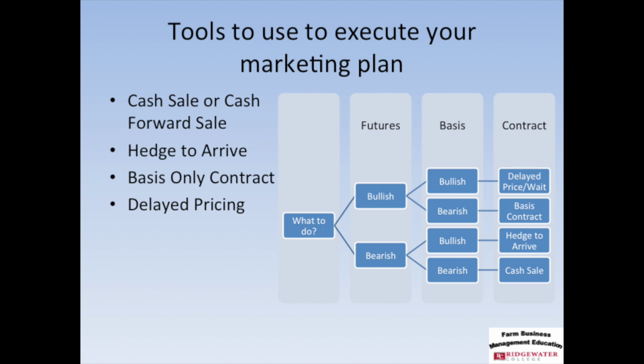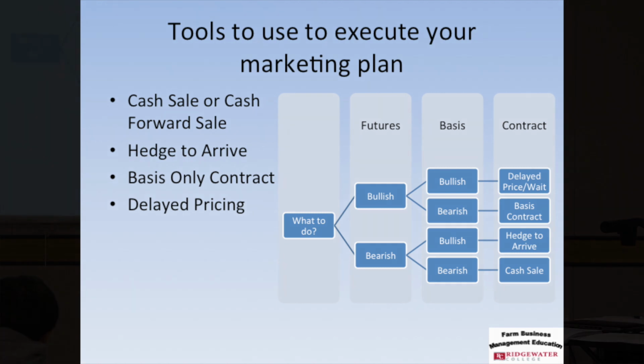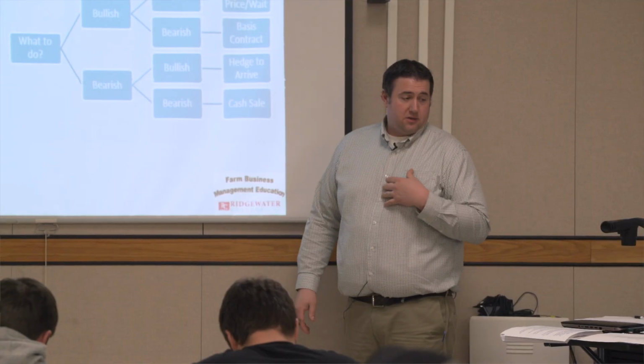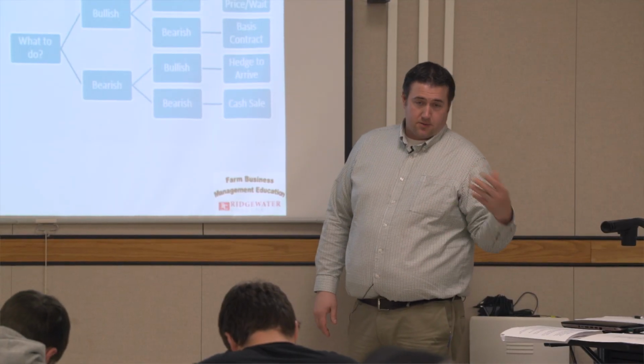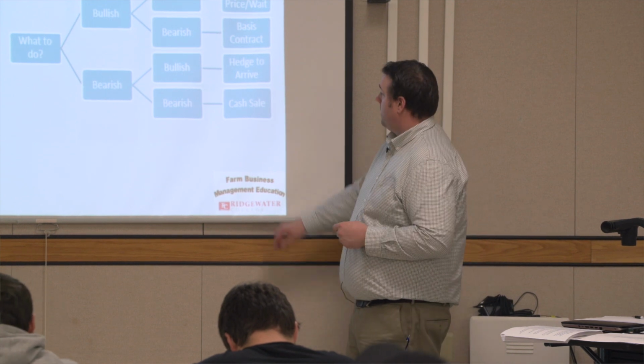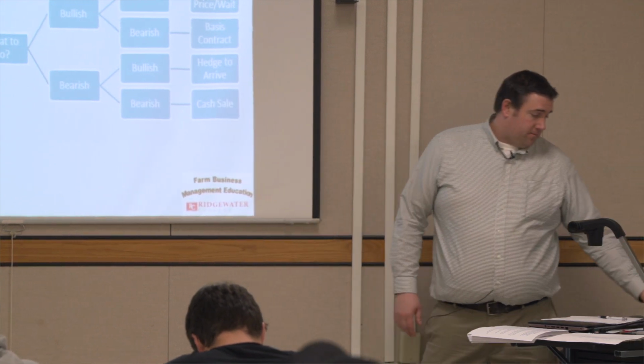Bearish means we think the market's going to go down. Bullish, we think the market's going to go up. Okay? So we're going to start down here. We think futures are either at a good level or have a better chance of going down than up. We also have the same view on basis. It's either plenty acceptable, historically good, and we think the better odds are that it goes down or widens than narrows. If we're of that opinion, we should be looking at doing a cash sale.